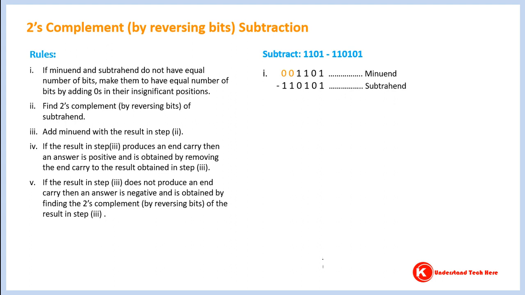Now let's apply rule number 2. According to rule number 2, we need to find the 2's complement of the subtrahend. To find the 2's complement, we need to first find the 1's complement. The 1's complement of any number is obtained by reversing individual bits. Thus, the 1's complement of the subtrahend can be found by doing this. To find the 2's complement, we need to add 1 to the 1's complement. In doing this, we get this. Well, by definition, this is the 2's complement of the subtrahend.